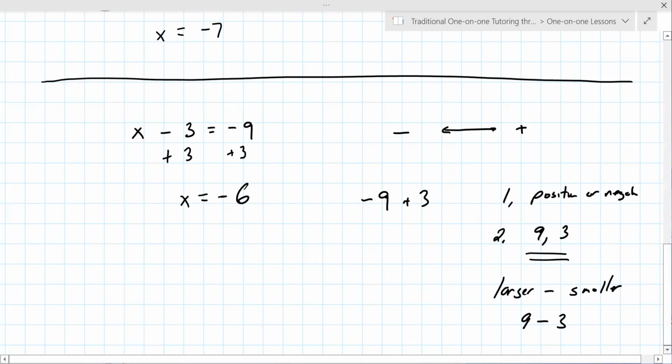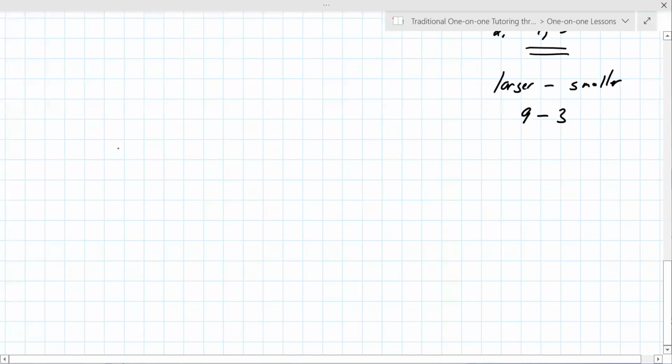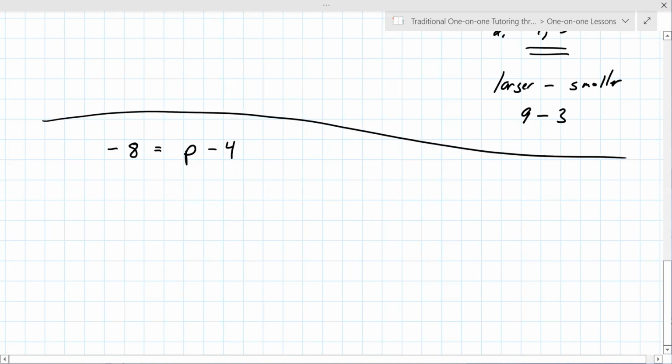Okay. Let's look at another one here. Let's say it's -8 equals P plus 4. No, I'm sorry, we're doing adding. So P minus 4. Okay, so try solving this one, please.